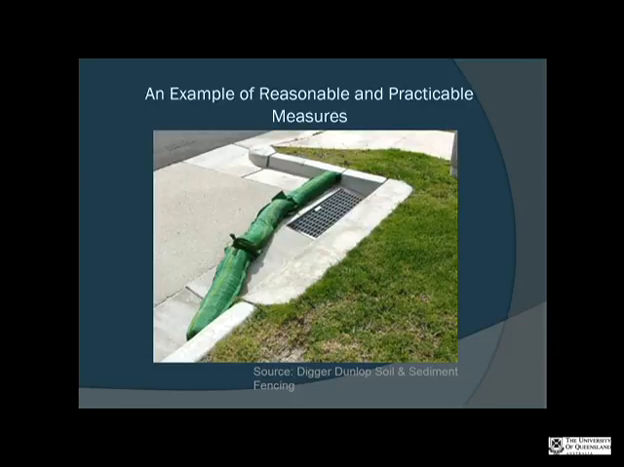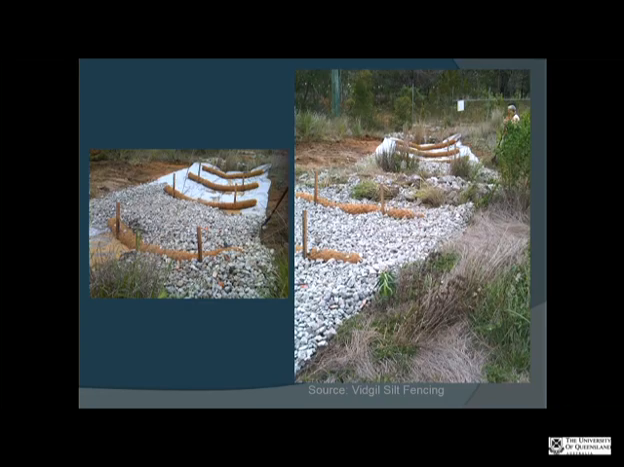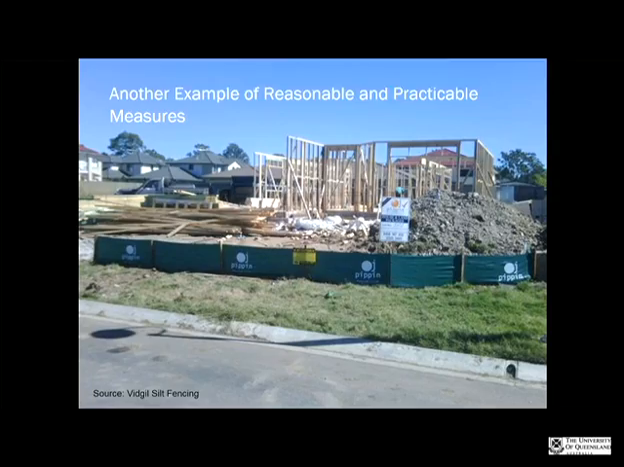What they should have had is these sediment bunds in place that would have prevented the majority of the sediment from making its way into the stormwater system. And this is another slightly more advanced example where they're using the natural materials in the area, if you like, to try and filter that water before it hits the creek. And again, it's a slightly more sophisticated example.